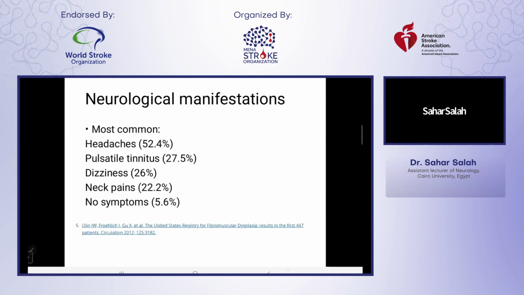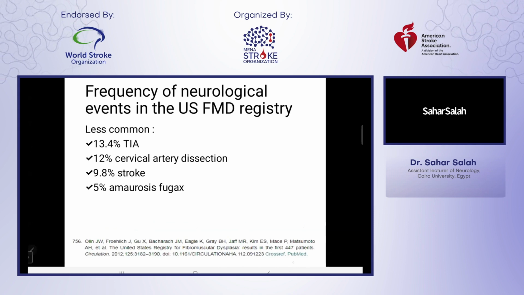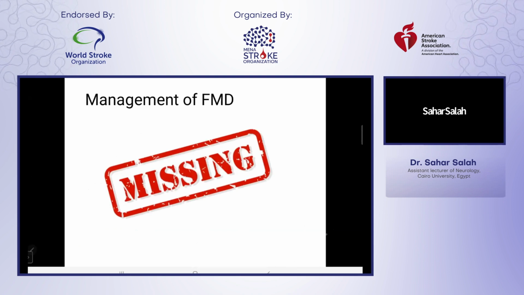The neurological manifestations of FMD most commonly include headaches, pulsatile tinnitus, dizziness, neck pains, or no symptoms at all. Less commonly, there might be neurological events, which according to the US FMD registry include TIA, cervical artery dissection, stroke, or amaurosis fugax.